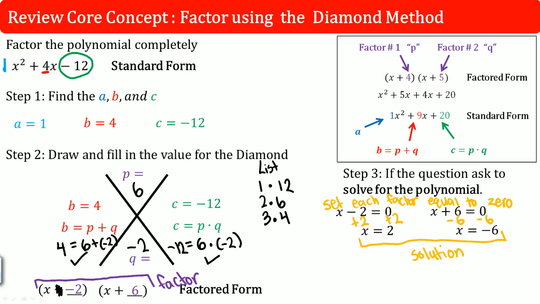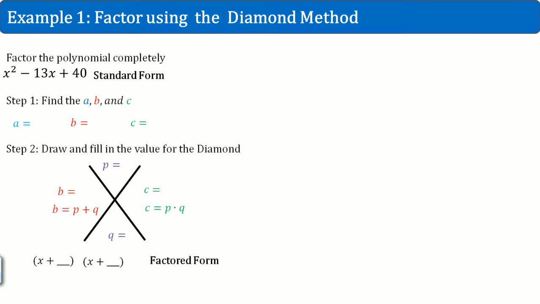Alright, so the steps are the same as part 1, but now I am throwing in the last part, which is finding the solution. Make sure you take down these notes. Let's do this first example. Here, we look for a. A is 1. It is the number in front of the x squared. Then we look for the b, which is the number in front of the x, which is negative 13. Then we look for the c, which is the constant term, which is 40.